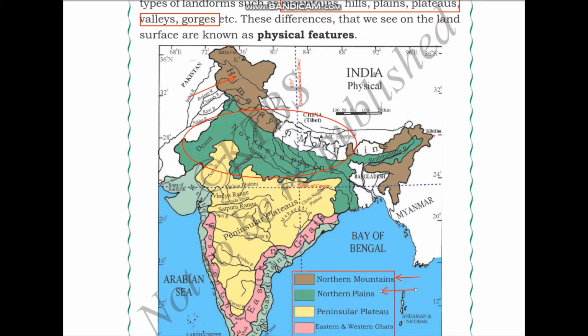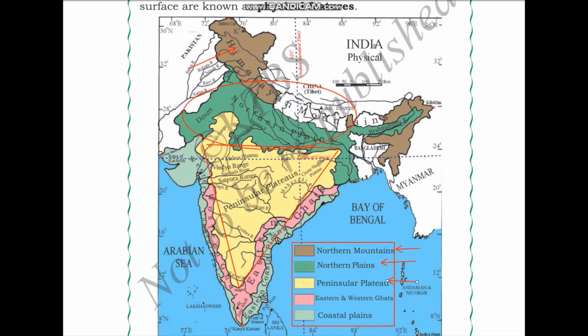Next, we have this triangular shape over here. Okay, so you can see that it forms a triangle shape like this and like this. Okay, so this is called as the peninsular plateau. This also called as the Deccan plateau. Okay, next we have over here, so this region and this region, they are called as the eastern and western ghats. Finally, along the coast of our India, we have the coastal plain.